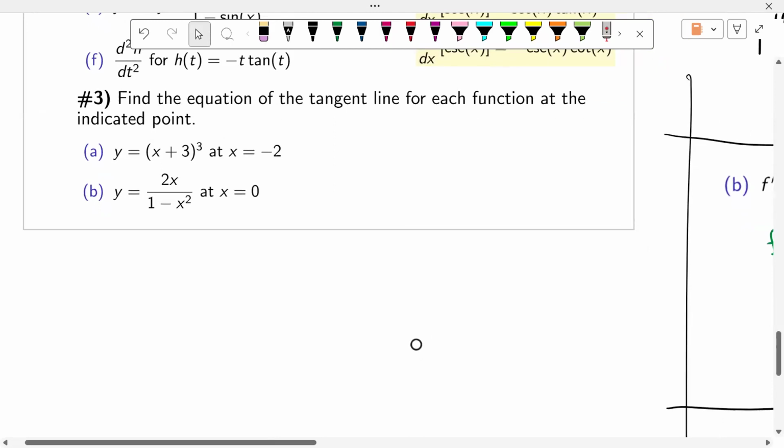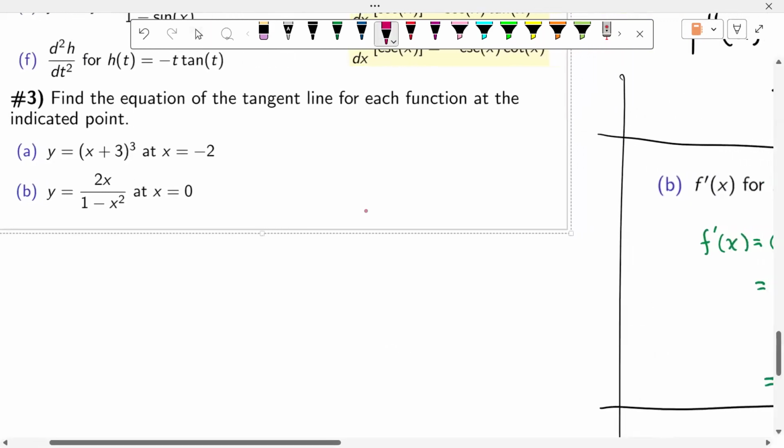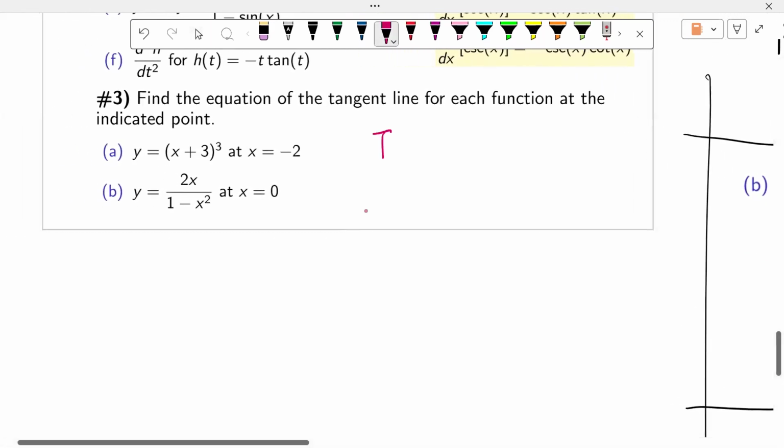All right, does anyone remember, how do you find the equation of a tangent line? Like, what's the formula for a tangent line? If I say, give me the tangent line through f of x at x equals a, do you guys remember what it'll be? It'll be like a y equals, and then what?